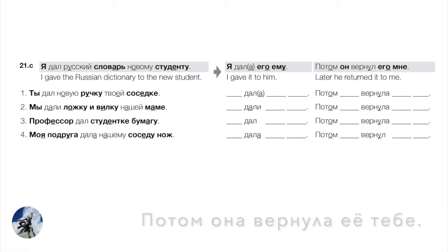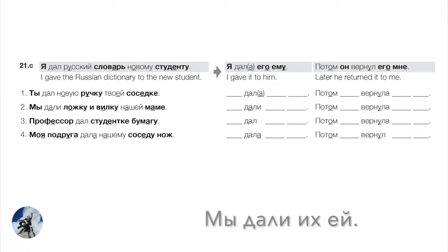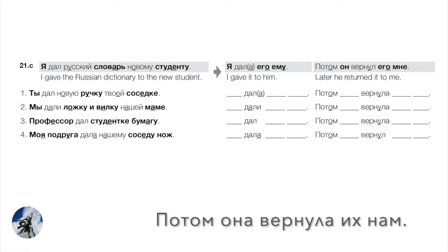Okay, number two, we gave a spoon and fork to our mother. Мы дали ложку и вилку нашей маме. Okay, мы дали. Here we have a compound direct object, so that's going to be them. We gave them these things to mom, which is feminine. Мы дали их ей. Then she gave them back to us. She returned them to us. Потом она, that is mama, вернула их нам. Right, the dative of мы.